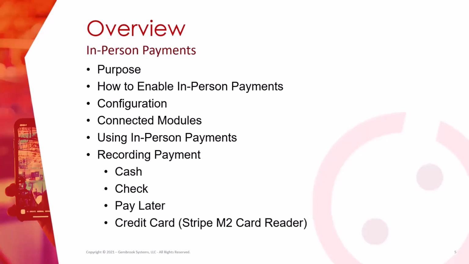And then finally, we'll go over the payment details, how to record a payment for items that are purchased through in-person payments. So we'll go over how to record cash and check. Those are pretty simple, but then we'll talk about the difference between choosing the pay later option. And then finally, we'll spend some time talking about what the credit card processing option looks like.